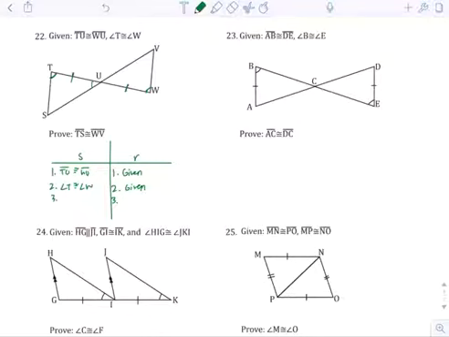Now we can say also this, right? Angle TUS is congruent to angle WUV because our vertical angles are congruent. And now if you look at both triangles, we have angle side angle. So triangle TUS is congruent to triangle WUV by angle side angle. And then 5, TS is congruent to WV because of CPCTC.